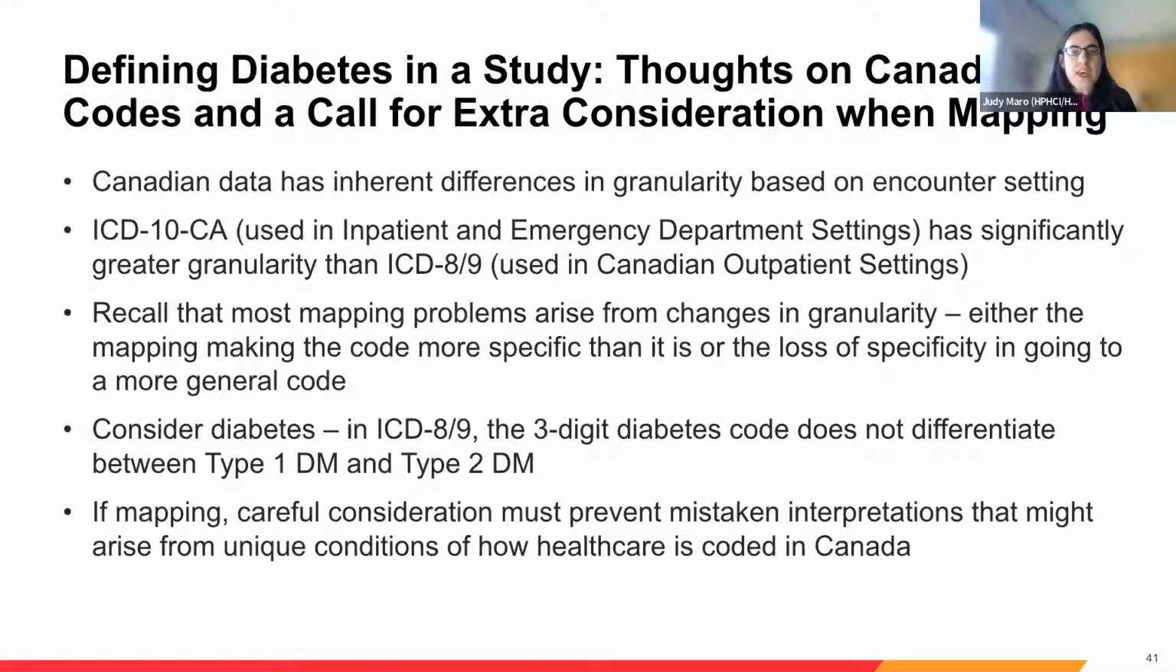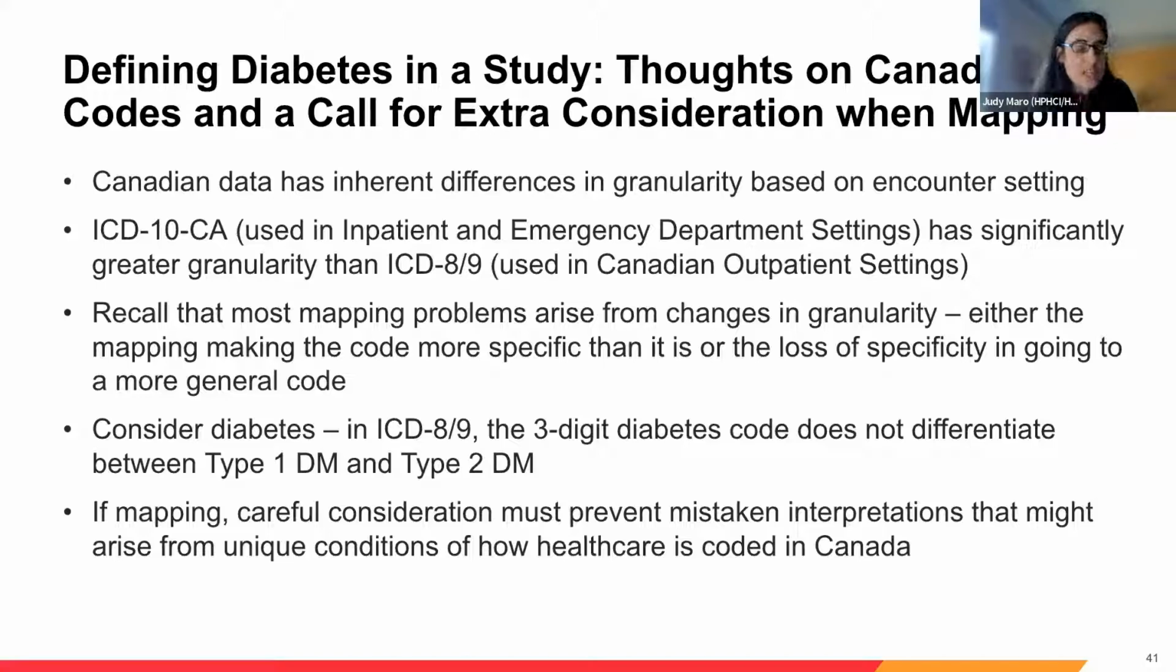It's when you take something that is too general, and then you make it more specific than it is, misrepresenting what it is, or you take something too specific and you lose the specificity because you're forced to map it into something more general. Both of those things are problems. And so I think here with Canadian data and the particular peculiarities of it, in the fact that the inpatient and emergency department setting is functionally just incredibly more granular than the outpatient setting, real care has to be taken to be able to use these codes effectively to actually capture what you're trying to capture.